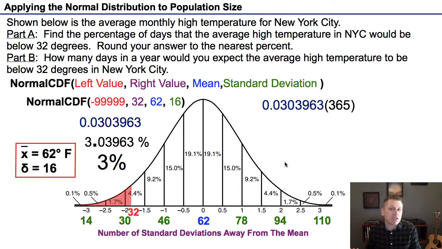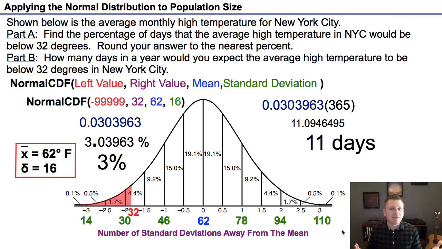This is essentially going to tell me what is 3% of 365, or in reality, how many days do we expect the high temperature to be less than 32 degrees? When I take that product, we get 11.09, and rounding to the nearest day, we could say that this is 11 days. What does that mean? That means that in New York City, 11 days of the year, the temperature should be below 32 degrees. Let's see if you can try one of these on your own.